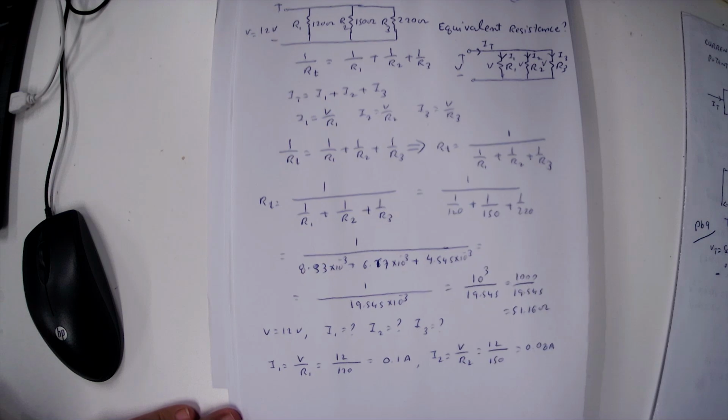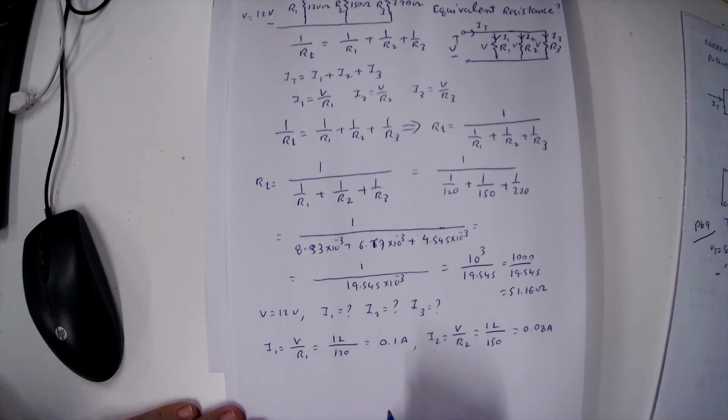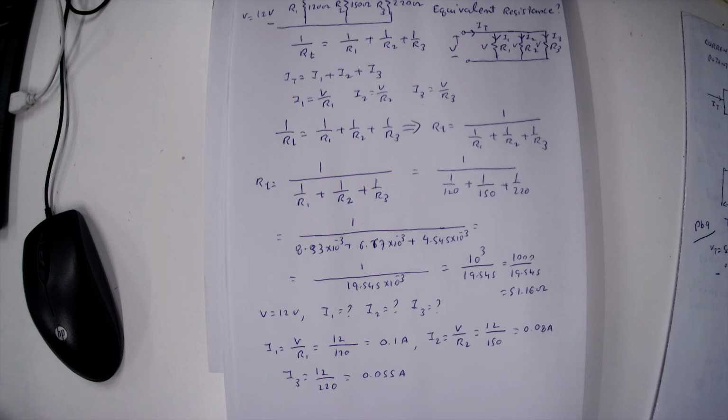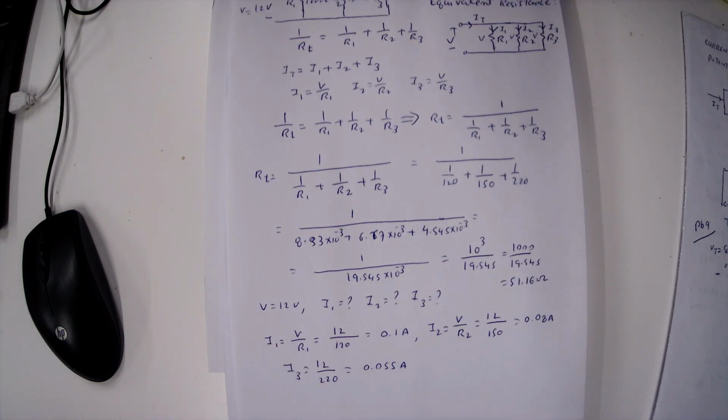We also need to calculate the current flowing into resistor R3, I3. The voltage is also 12 volt. So 12 divided by the R3 value 220, you get the current as 0.055 ampere. So this is the way that we can calculate all the currents. This is the solution for this problem.